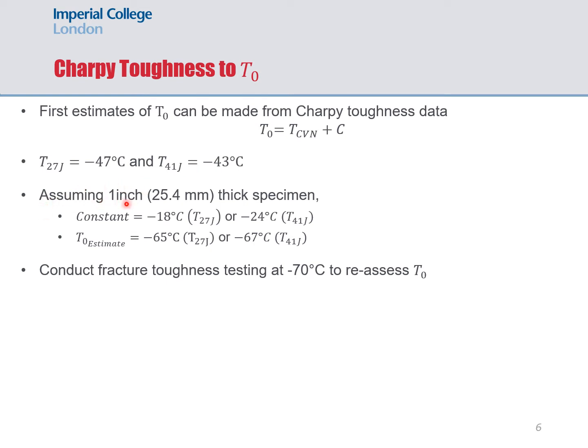Now, in this case, I've assumed a 1-inch thick specimen to derive what the constant C values are. Other data are given in the test standard, and you can refer to those for different thicknesses. In this case, our T0 is estimated to lie between minus 65 and minus 67 degrees Celsius. So further fracture toughness testing was conducted at minus 70 degrees in order to be able to reassess T0 more accurately from our fracture toughness data.